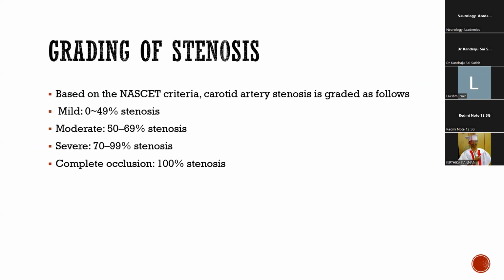So coming to the grading of stenosis. Based on the NASCET criteria, the carotid artery stenosis is classified as mild when it is 0 to 49% stenosis, moderate is 50 to 69% stenosis, severe is 70 to 99% stenosis, and 100% is complete occlusion. Ma'am, NASCET is North American Symptomatic Carotid Endarterectomy Trial.